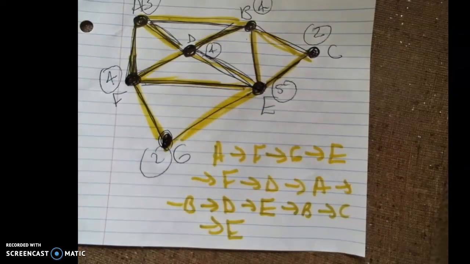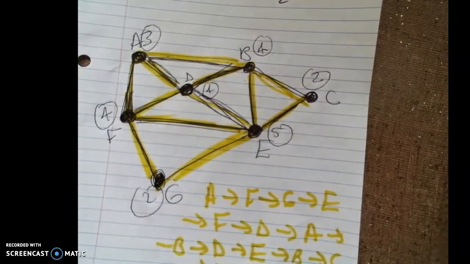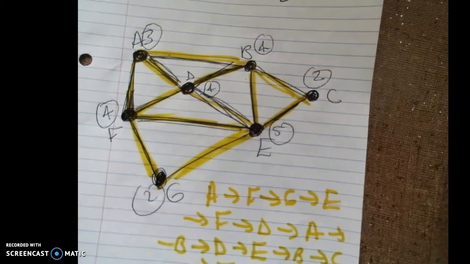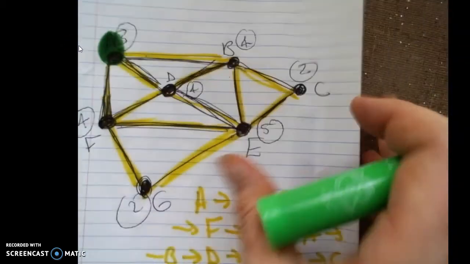What if I'm doing Hamilton? Hamilton has no lovely theorems, so there is no piece of paper that you can look at. You just have to try it. And so with Hamilton, again, I think starting at an odd is always a good idea. So let's look at Hamilton.